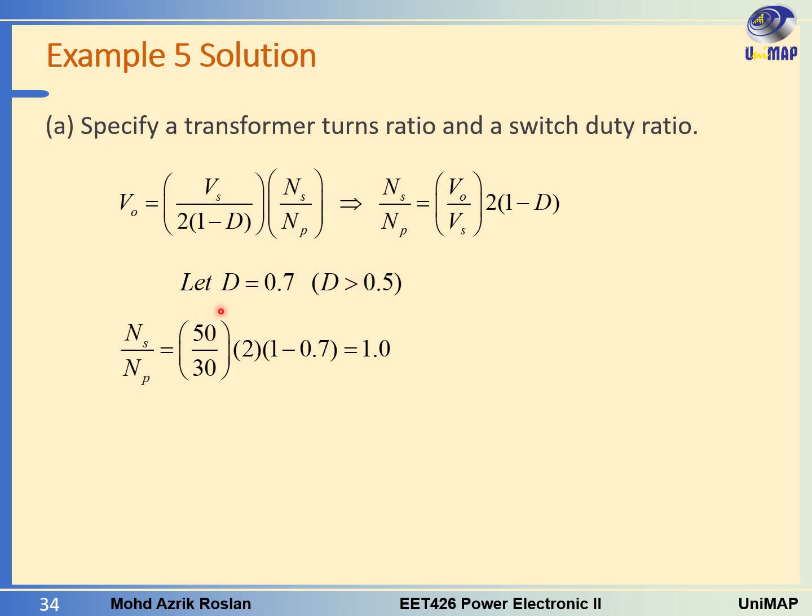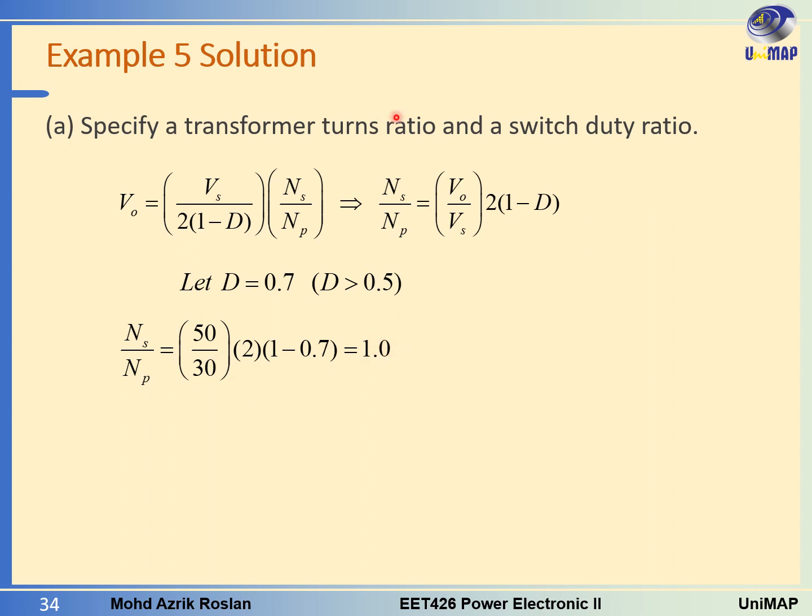We know that the duty cycle of the current fed converter must be more than 0.5. So now we assume it to be 0.7. Based on the value that we assume, we plug into this equation, and we get the turn ratio equals 1.0, which is okay. The primary and the secondary winding are the same.